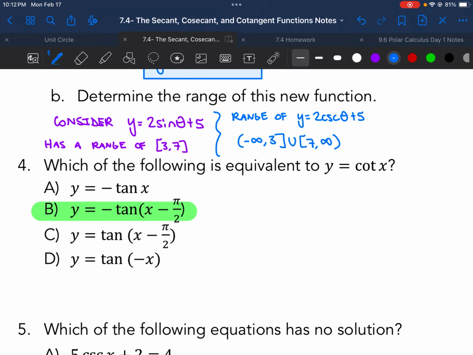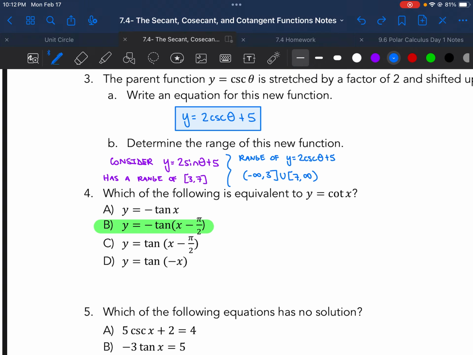If you want to see proof of it, go to Desmos, graph y equals cotangent of x, then graph y equals negative tangent of (x minus pi over 2), and you're going to see that the two graphs overlap each other.